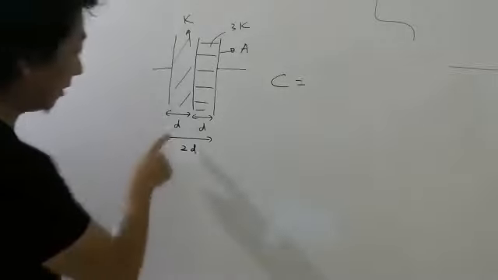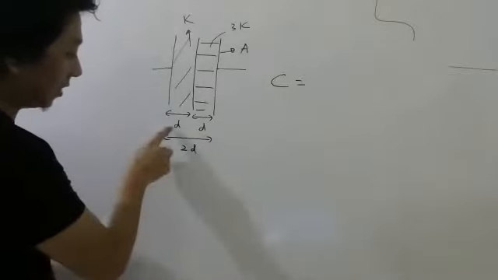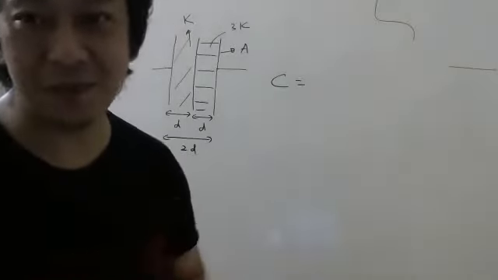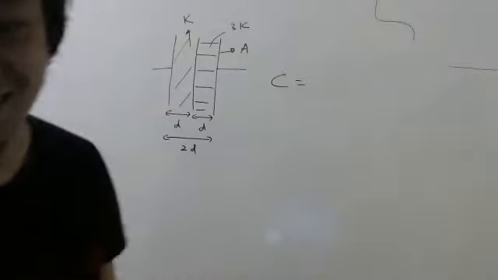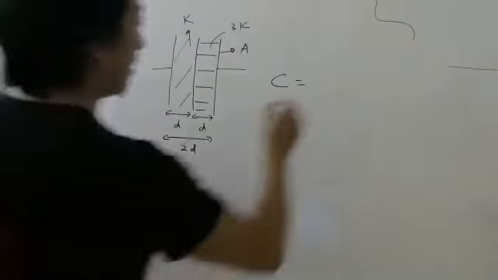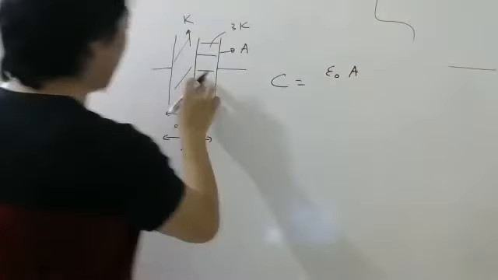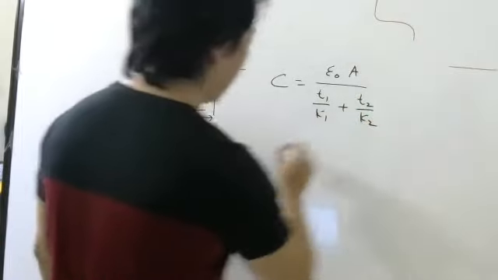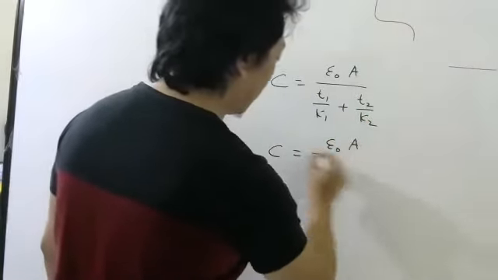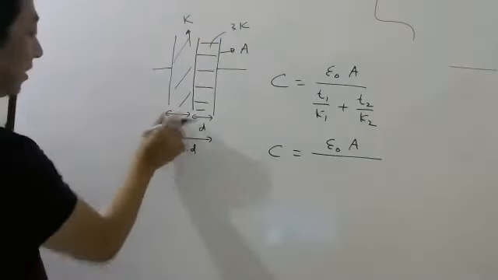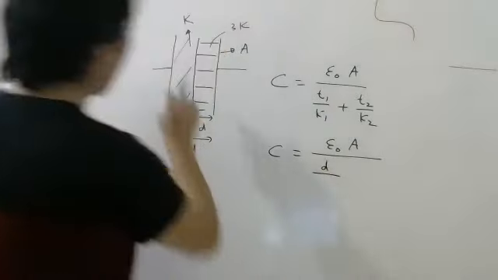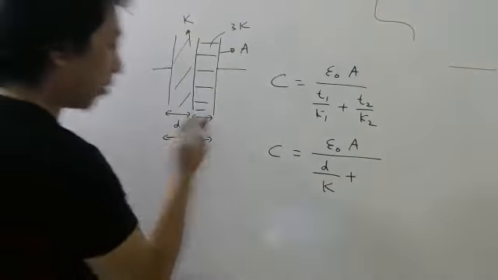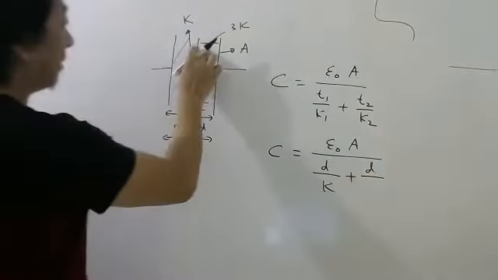If you want, you can write D by 2, D by 2 also. But I have written here D and D. So you have to follow my question. See, in the exam, you should write according to the question paper. You should not write according to what you know. So let me do it here. Epsilon naught A. Again, 2 mediums are there. T1 by K1 plus T2 by K2. So epsilon naught A divided by T1, the first thickness, which I have given D. Dielectric constant I have given K. T2 is the second thickness, which is also D I have given. Dielectric constant is 3K.